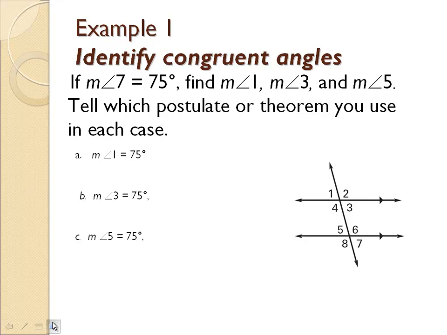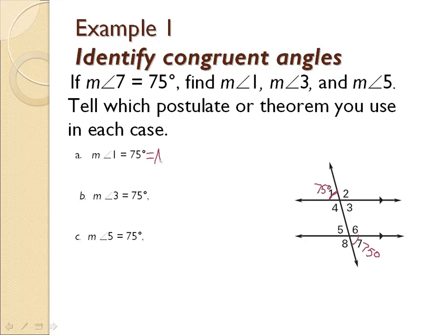Let's keep going here. For example 1, identify congruent angles. So the measure of angle 7 is 75 degrees. Find the measure of angle 1, and the measure of angle 3, and the measure of angle 5. Tell which postulate or theorem you use in each case. So we know that angle 7 here is 75 degrees. Angle 1 right here, that's also going to be 75 degrees. And we know it because they're alternate exterior angles.